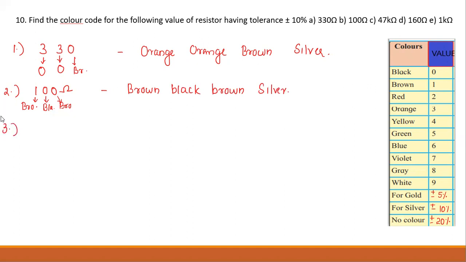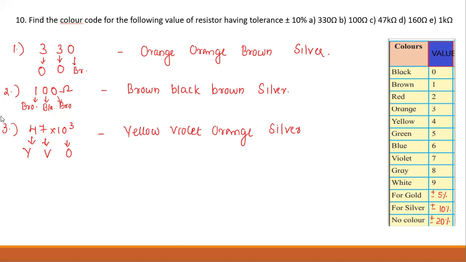Third one is 47 kilo ohm. Kilo means 10 raised to 3 will come. 10 raised to 3 ohm. Okay. 4 is yellow. 7 is violet. 10 raised to 3. 3 is orange. So this one we can write. Color code is yellow, violet, orange, silver.